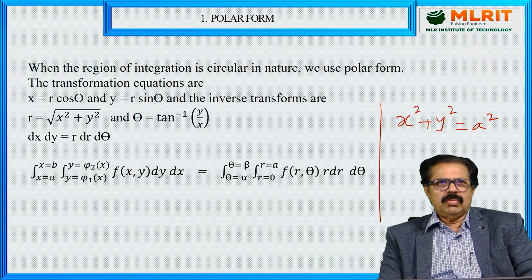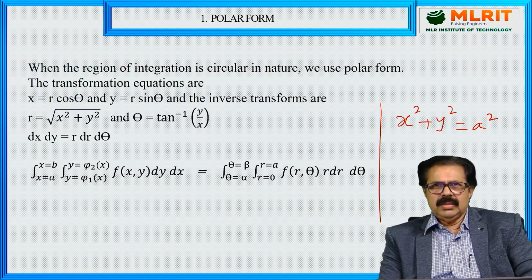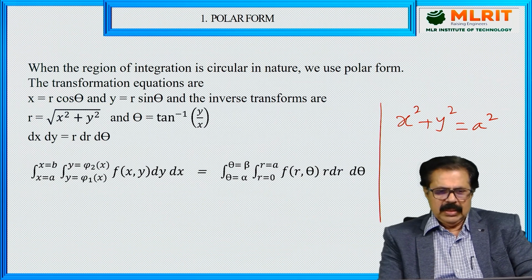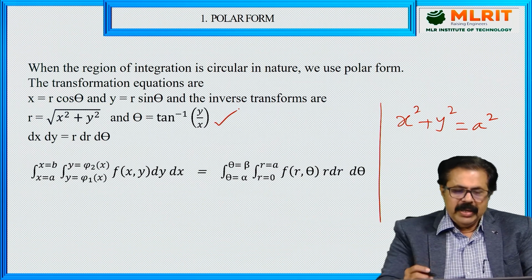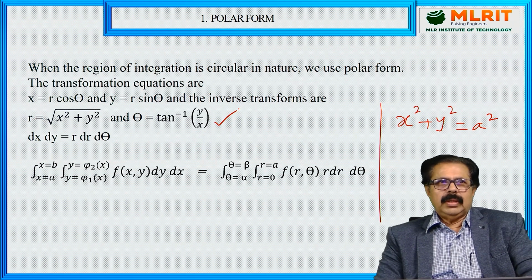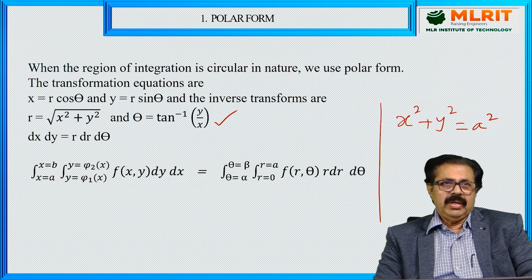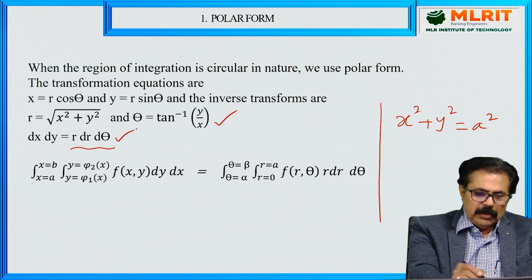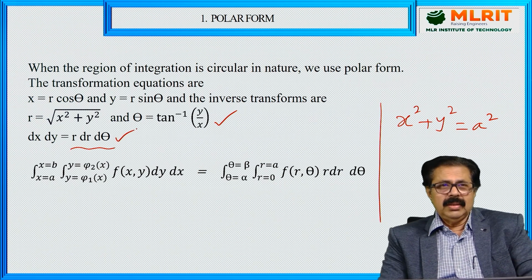Now what are the transformation equations? They are x equal to r cos theta, y is equal to r sin theta, and the inverse transforms are given by r is equal to under root x square plus y square and theta equal to tan inverse y by x. And we have to make sure that the area element dx dy has to be converted into polar form, that is r dr d theta. So this is the thing you have to keep in mind. dx dy is equal to r dr d theta.